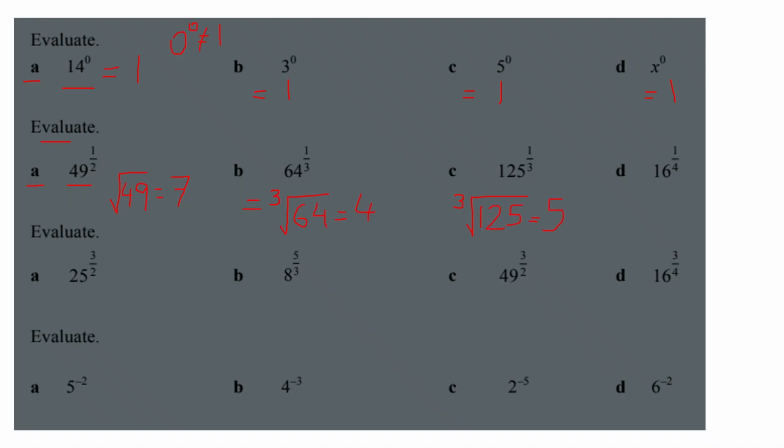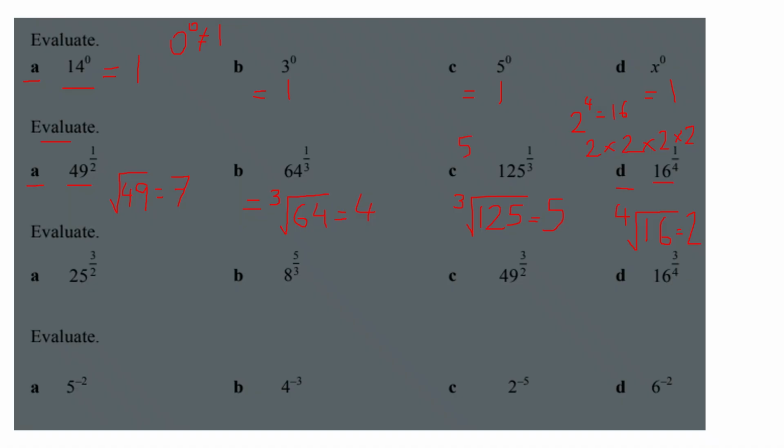which is just 5. And then finally, part D, a bit more tricky, 16 to the power of a quarter is the fourth root of 16. So what number multiplies by itself 4 times in a row to give you 16? That'll be 2, because 2 times 2 times 2 times 2 gives you 16, or 2 to the power of 4 is 16.